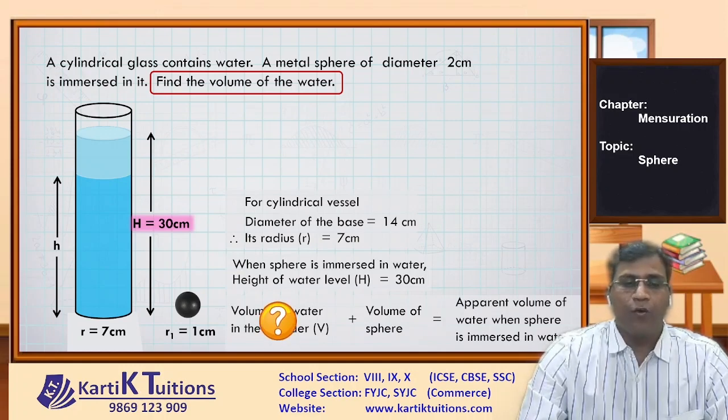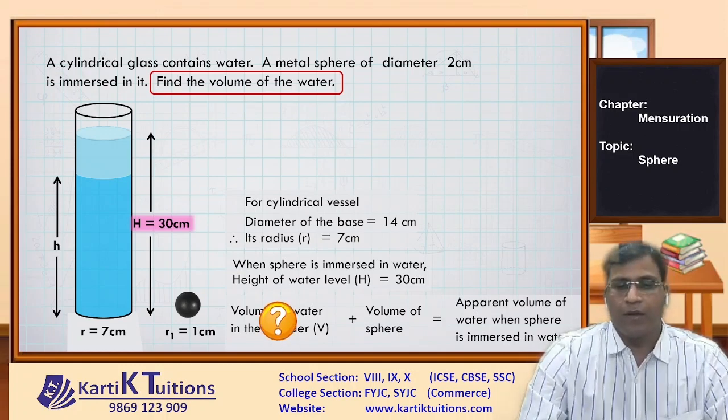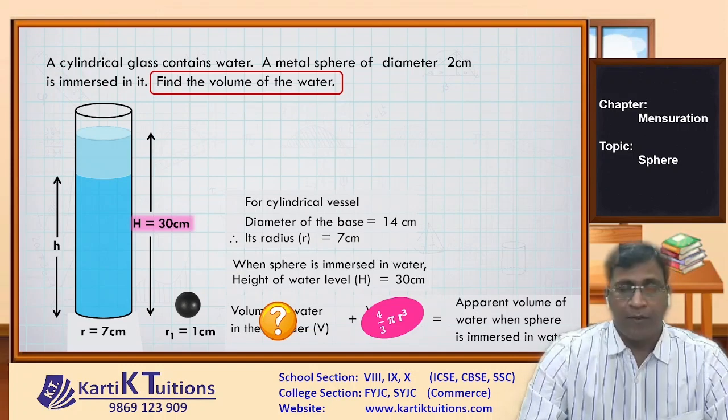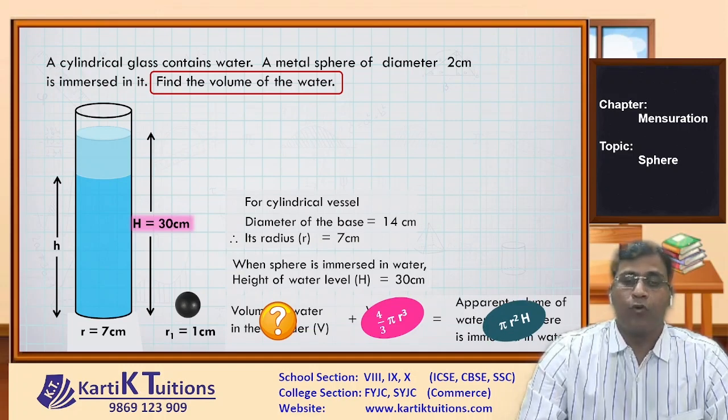Now see here, I don't know the volume of water in the container. What is the volume of a sphere? It is 4 upon 3 pi r cube. And volume of the container, it is cylindrical shape, so basically the volume formula will be pi r square h. Now we are going to use this concept to get the volume of the water. So let's start solving the sum.